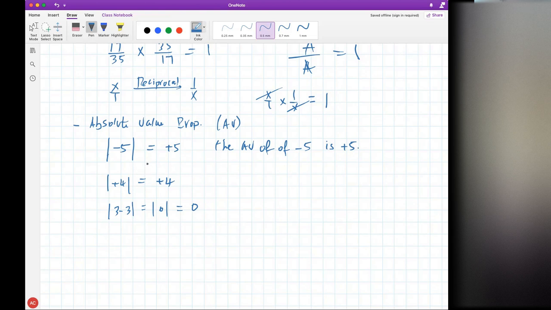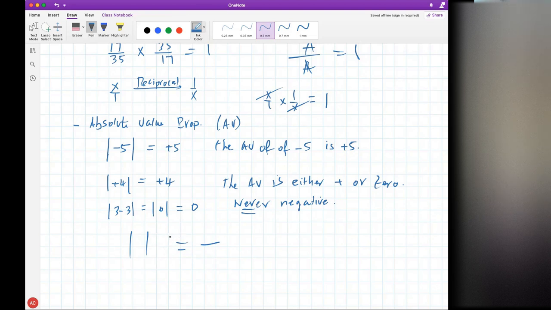I'm going to use this to solve some equations. So, bottom line, the absolute value is either positive or 0. Never negative. It's always that. You can't say the absolute value of something is negative. This doesn't make any sense. This is a contradiction. It does not make any sense.